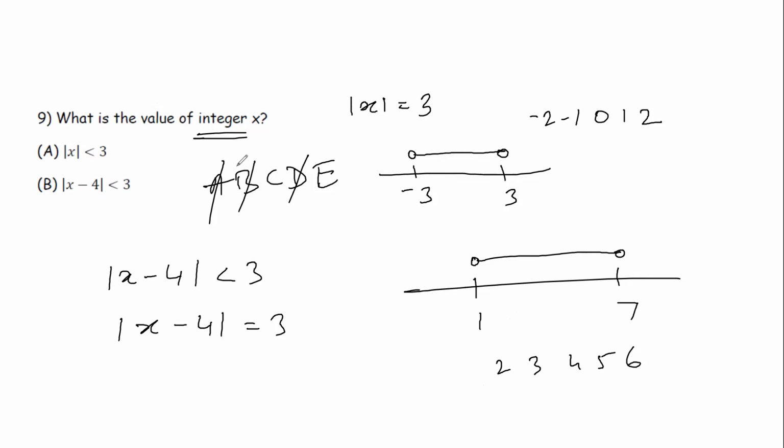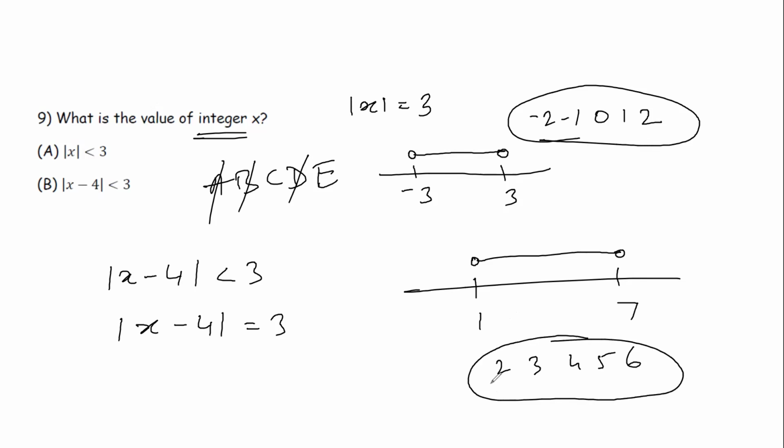So B is out. Taking both together, the only common value is 2. Therefore, C is the answer. With C, we get a definite value of x. What is the value of integer x? x is 2. So C is the answer.